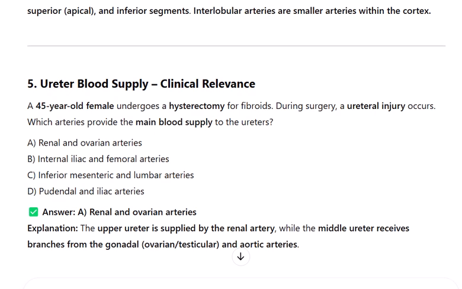Answer A. Renal and ovarian arteries. Explanation: the upper ureter is supplied by the renal artery, while the middle ureter receives branches from the gonadal, ovarian, testicular, and aortic arteries. 6.